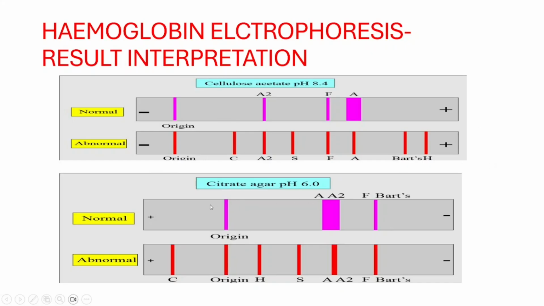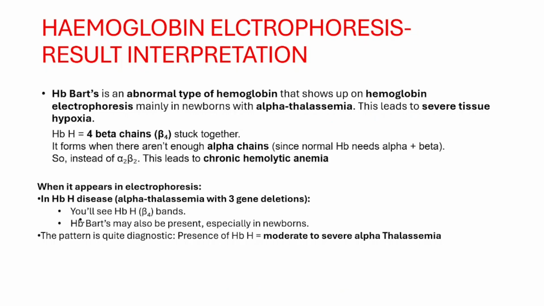This is an example of citrate agar with pH 6. It's moving from positive to negative. The abnormal pattern is here. Here you can see two extra bands, Bart's and H. What is the Bart's band and H? Yes, let us discuss. HbBart's is an abnormal type of hemoglobin, mainly in newborns with alpha thalassemia. This leads to severe tissue hypoxia. Hypoxia means oxygen deficiency.